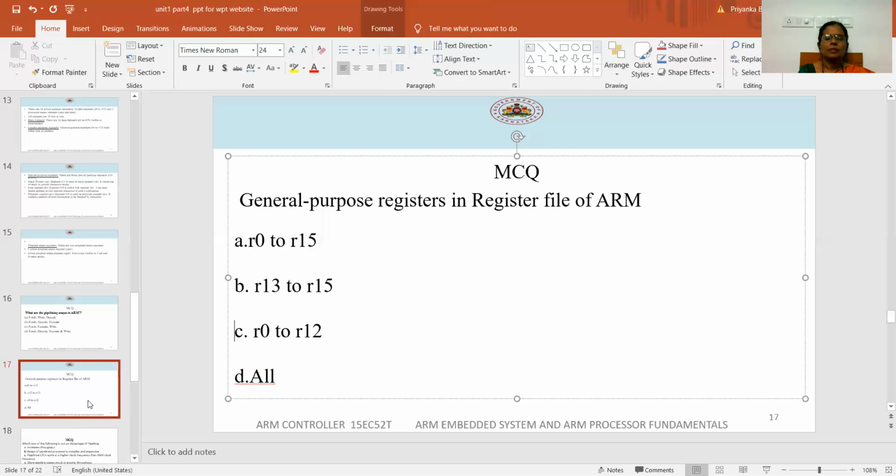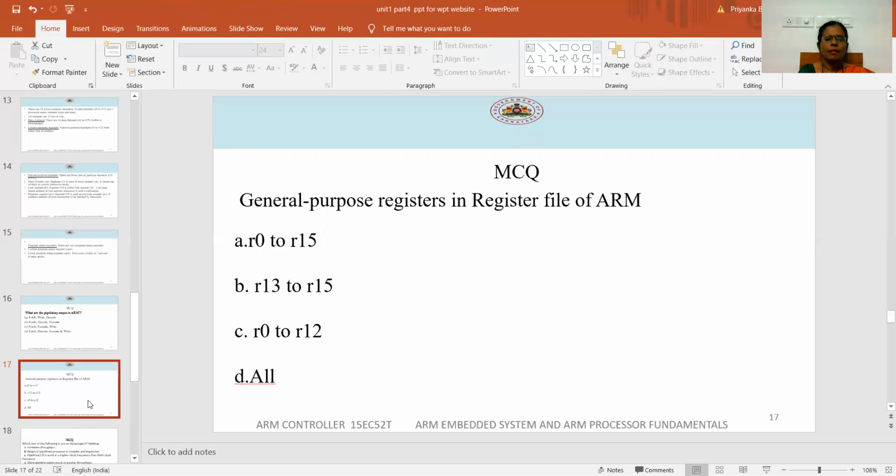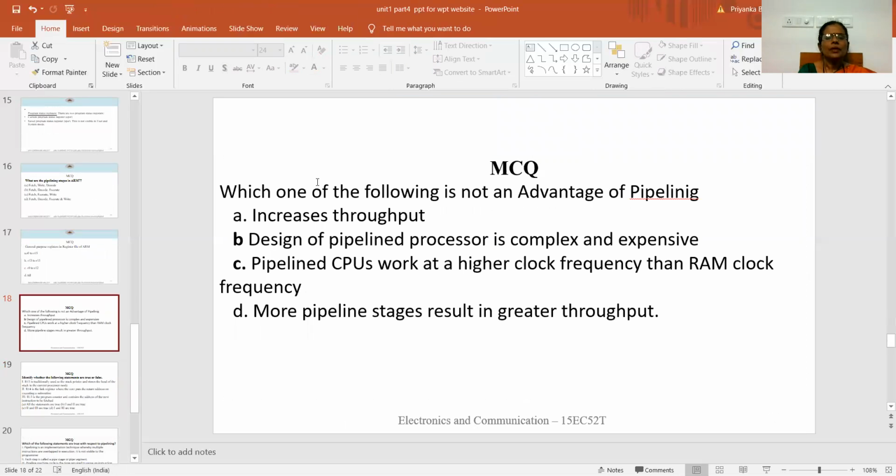Next question is, which one of the following is not an advantage of pipeline? You should remember what the advantages are. Then only you can answer this question. Increases the throughput. Yes, by the pipelining method, the throughput is increased.